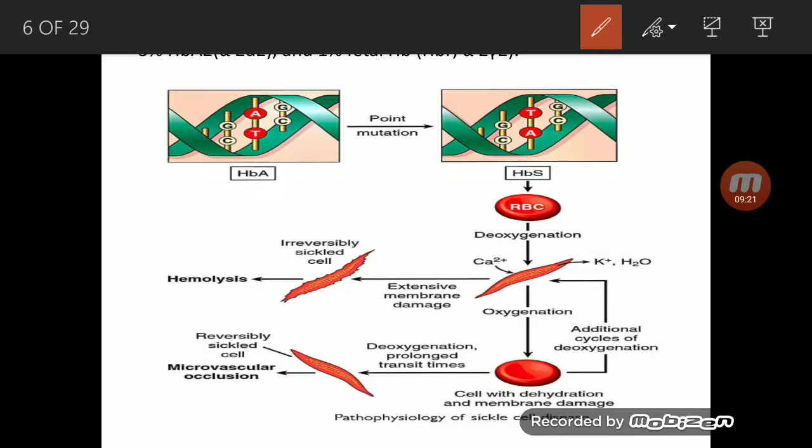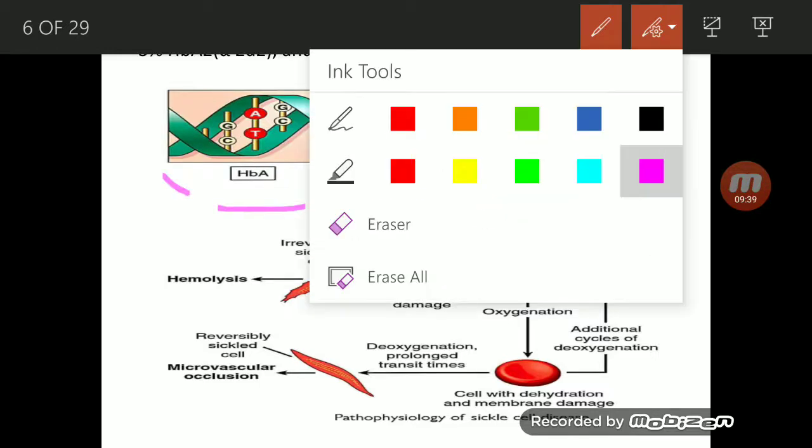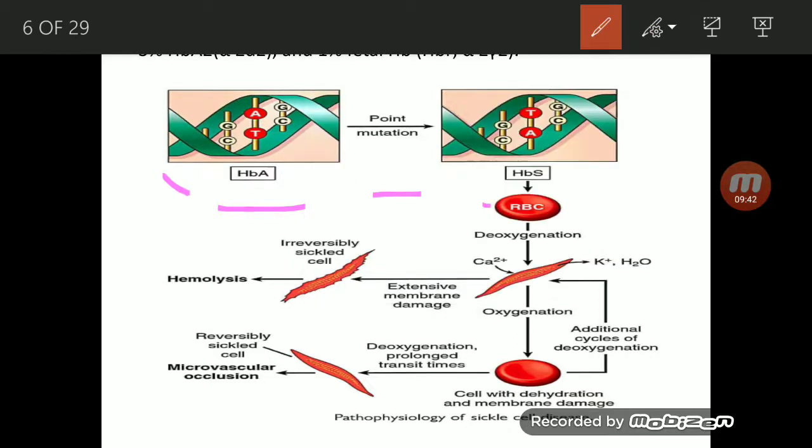Now, whenever this HbS is deoxygenated: hemoglobin contains oxygen, and when they bind to oxygen, they are oxygenated hemoglobin. When they give off oxygen, they become deoxygenated hemoglobin. Under deoxygenation, this HbS, your sickle hemoglobin, due to the presence of valine, forms long polymers which are normally semi-solid gels. Then the hemoglobins interact with one another. They come and stick to one another.